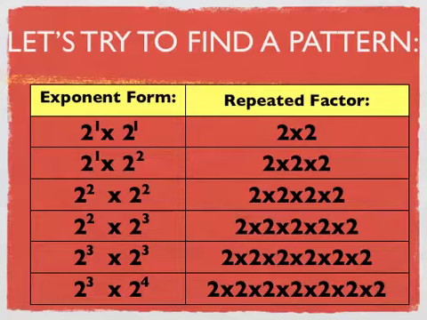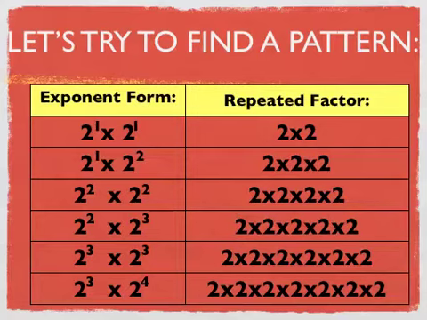So when I have 2 to the first times 2 to the first, as a repeated factor written as a multiplication problem, it would be 2 times 2. If you take the multiplication problems in the right column and write those using just one exponent, the first row would be 2 squared. The second row would be 2 to the third power. Then we would have 2 to the fourth power, 2 to the fifth power, going down, 2 to the sixth power, and 2 to the seventh power.